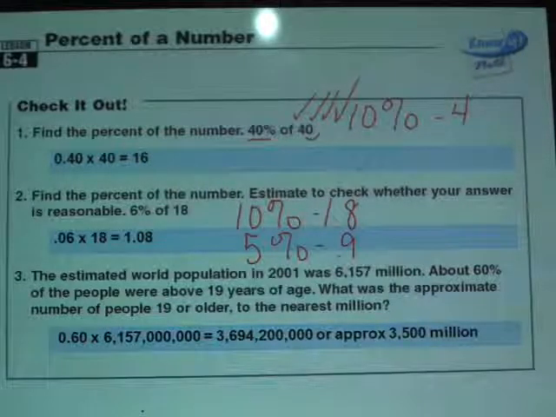So we're taking that 6,157 million figure, 6,157,000,000, and finding 60% of it. Well, again, since of means multiply, that means I'm multiplying that by 60%, which, as you can see, I've written as 0.60 in its decimal form. Again, going twice to the left with the decimal and getting rid of the percent sign. Well, when I do that, I get 3,694,200,000, or approximately 3,500 million.